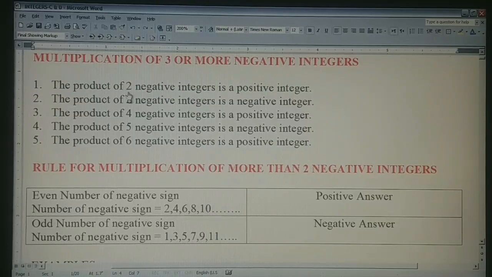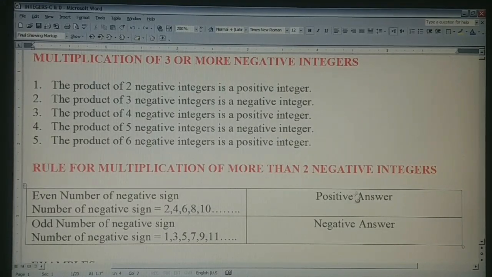That means whenever we take even numbers 2, 4, 6, then the answer will be positive. That is, with an even number of negative signs, our answer will be positive. Suppose there are 2 negative signs, 4 negative signs, 6 negative signs, 8 negative signs. Then while multiplying, the final answer will be positive. Suppose the number of negative signs is odd. That means there is only one negative sign in the whole multiplication, or there are 3 negative signs or 5 negative signs, 7 negative signs, then the final answer will be negative.